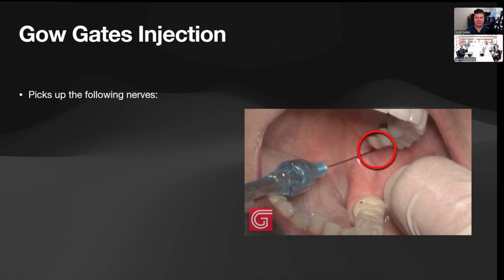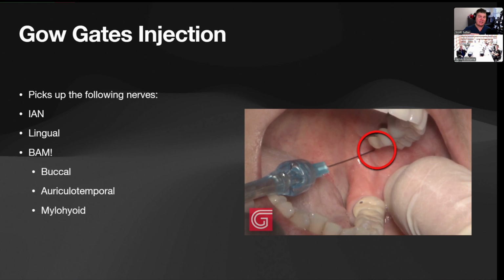A lot of people find that it's complicated. It really is not that hard at all. The benefit here is you're going higher up along where the nerve is, and not only do you pick up your IA, you usually pick up your lingual, and the BAM, which Emerald Lagasse would be very happy about, the buccal, the auriculotemporal, and the mylohyoid. That right there knocks out a lot of that accessory innervation that causes you to have anesthetic failure. So by just doing these 2 injections, it gives you a higher chance of success of getting the tooth numb.